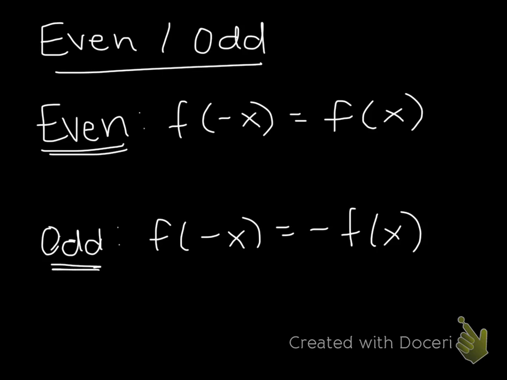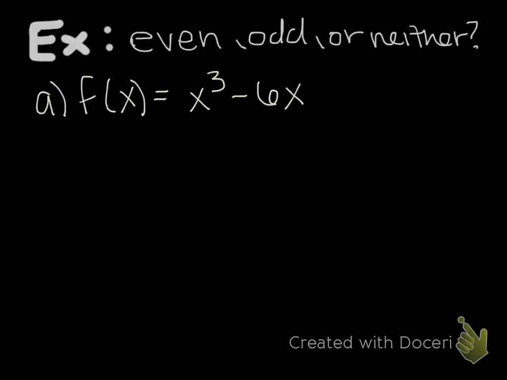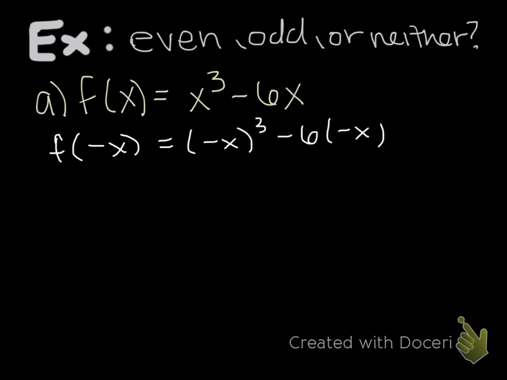So let's go ahead and apply this to 3 examples. Here you're given the function x cubed minus 6x. Like I said, we're going to be evaluating the function at a negative x. So everywhere we see x, we substitute in a negative x. A negative x to the third power means I would write out negative x 3 times and multiply them together. If I did that, I would get a negative x to the third power. Over here, I multiply these two, and I get a positive 6x. So notice the signs are exactly opposite of what I started with. Therefore, we would say this function is odd.